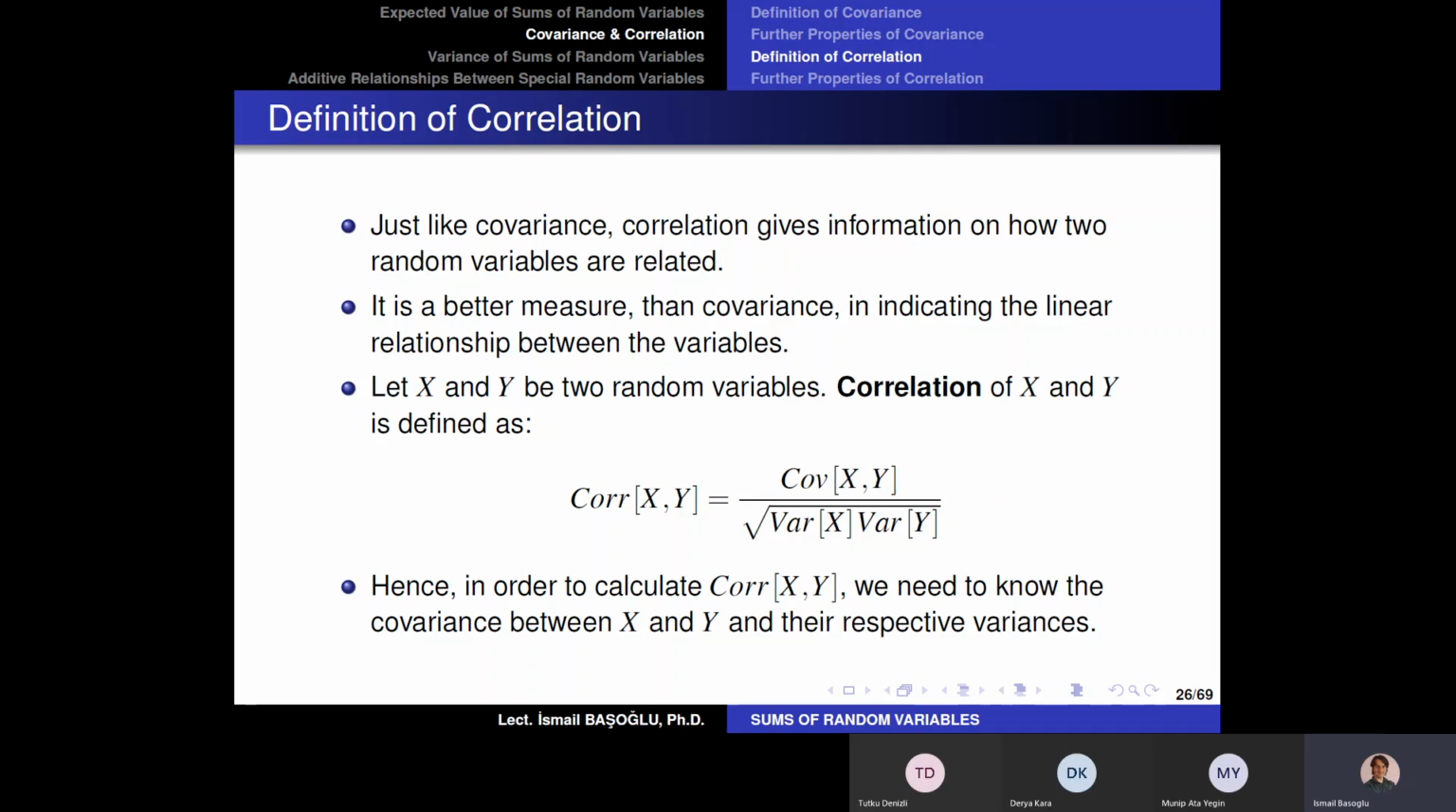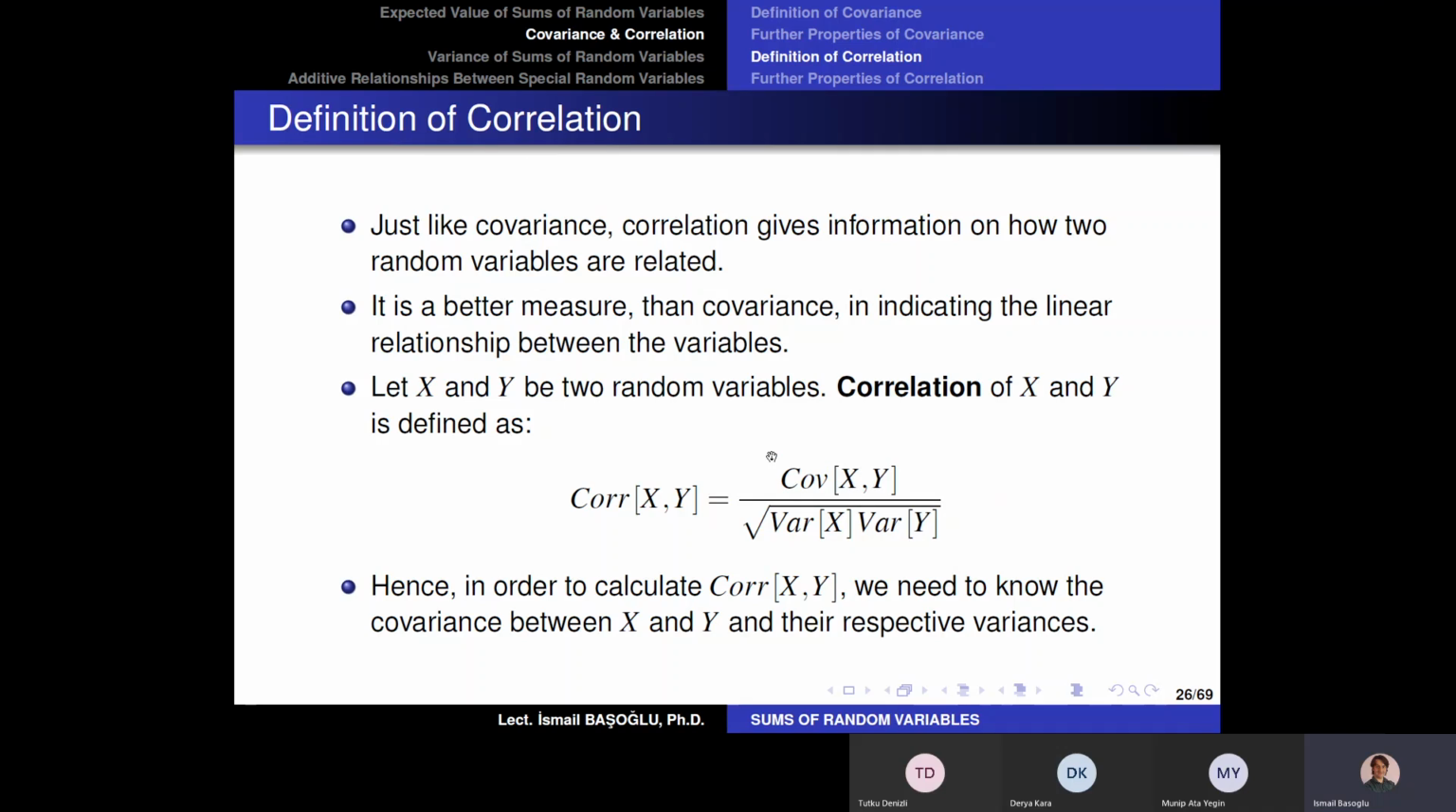Okay, so covariance is indicating just the type of the relationship, but correlation is indicating both the strength and the type of the relationship. So how do we compute correlation? Now, in order to calculate the correlation, you first need to calculate the covariance. Okay, first the covariance. So even if I say correlation is a better measure, it requires calculation of the covariance. Okay, so without calculating the covariance, you cannot calculate the correlation.